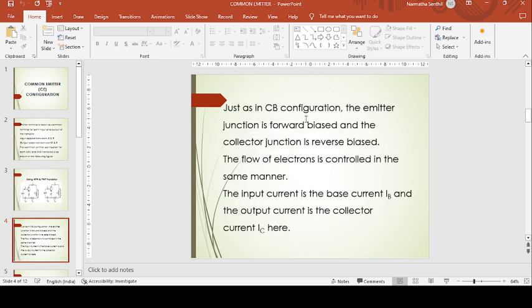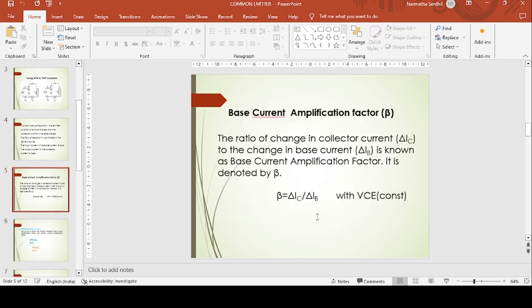As in common base configuration, the emitter base junction is forward biased and the collector base junction is reverse biased. The electron flow is controlled as that of the common base configuration, and the input current is the base current and the output current is called the collector current.